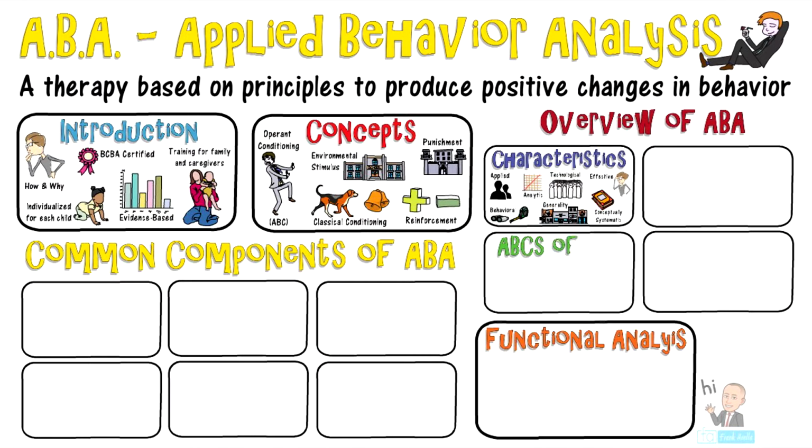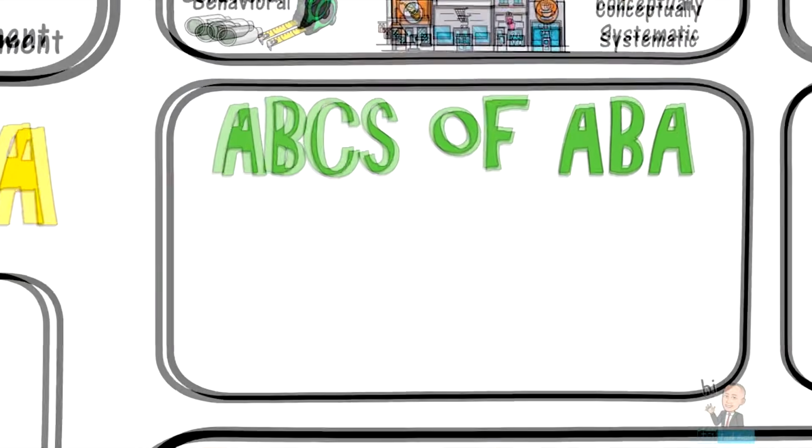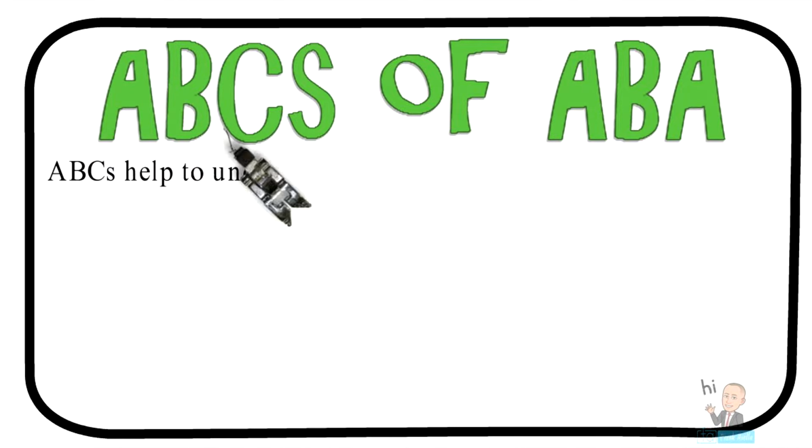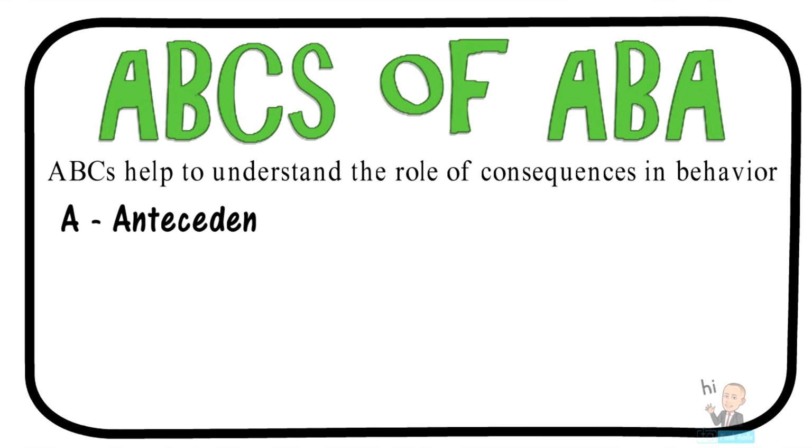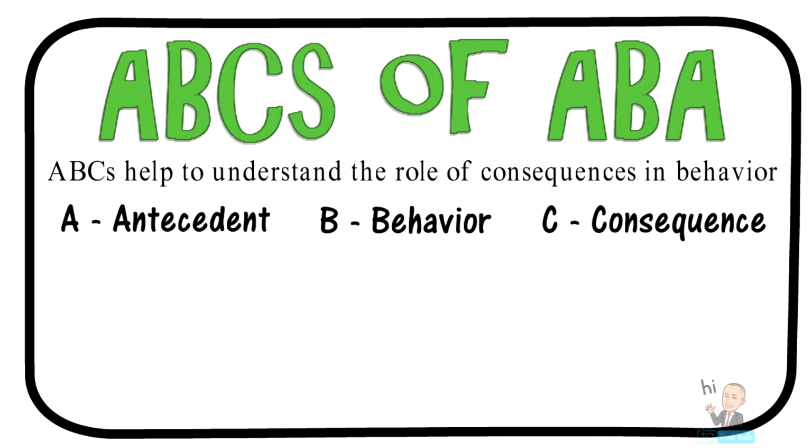The next section is the ABCs of ABA. ABCs help to understand the role of consequences in behavior. The A stands for antecedent. The B stands for behavior. The C stands for consequence.